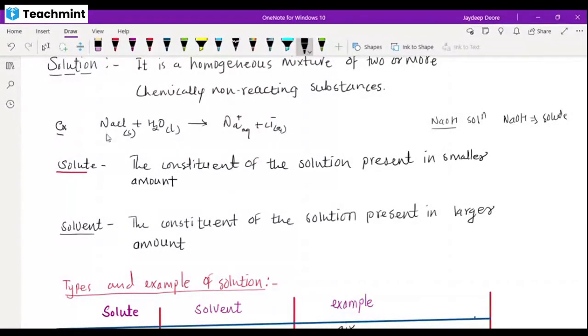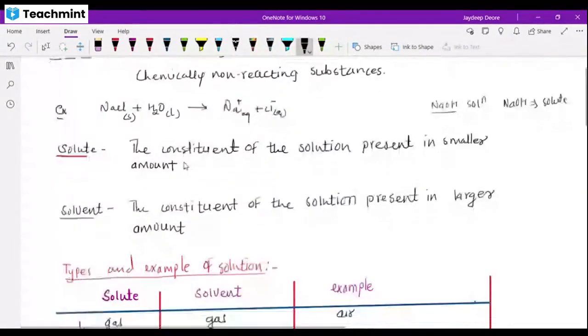Means if this is a solution of sodium chloride, in this sodium chloride solution, sodium chloride solid is present in small amount while the water is in a large proportion. So the water is present in large proportion, which means it acts as a solvent. So the water is a solvent. Any kind of substance which is present in a large proportion in a solution is known as solvent.